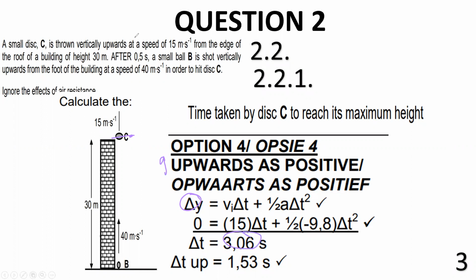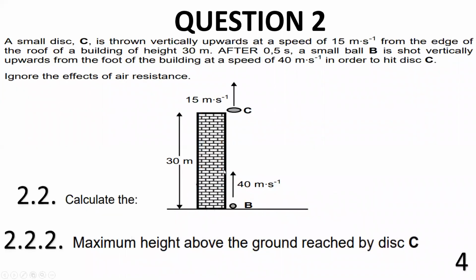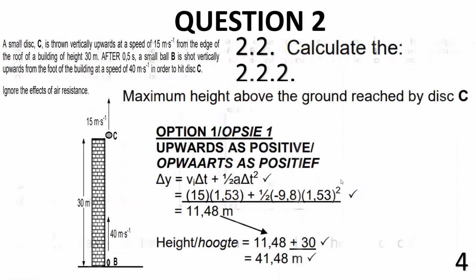All right, let's continue. You have different options. Which one is easy for you? You can use that. I think that's enough. Now let's continue with the next question. Maximum height for C. Okay, now we know time. How long is it taking going up? We know the initial. So if you know all this, it's easy to calculate your maximum height. So let's write it down.